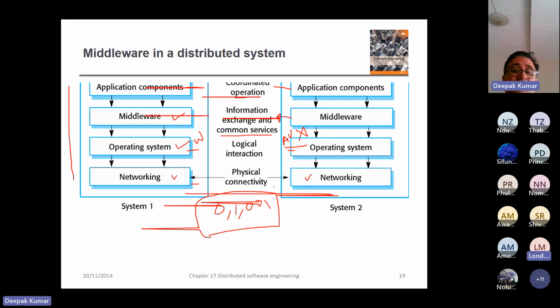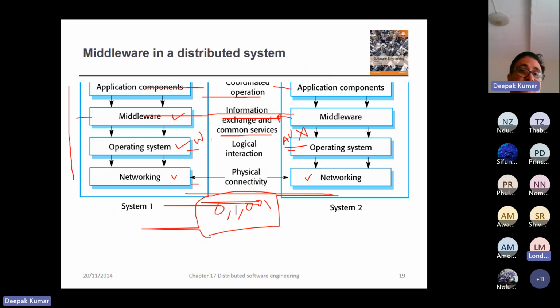So the networks only exchange data with each other. So that's how it happens. But the important point is that the middleware sits in between the application and the operating system. So this is the middleware which facilitates communication essentially between two different application components here.